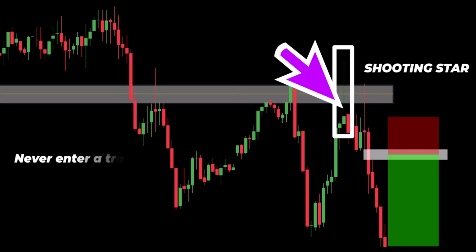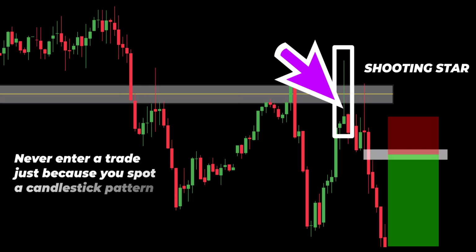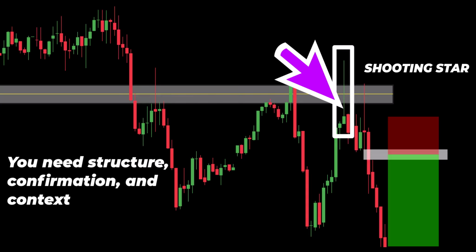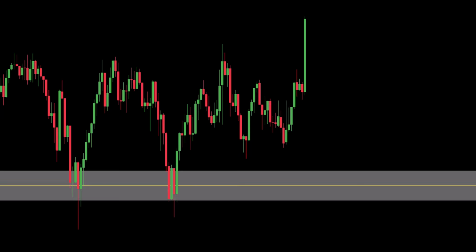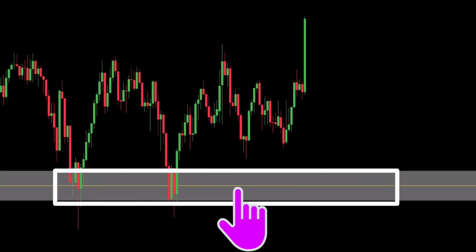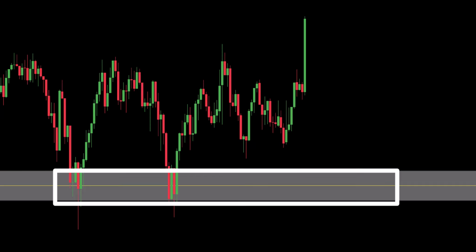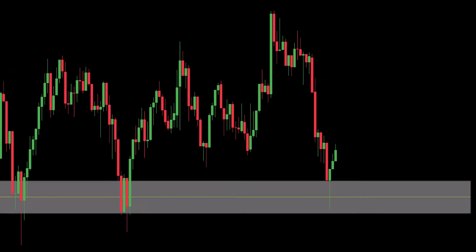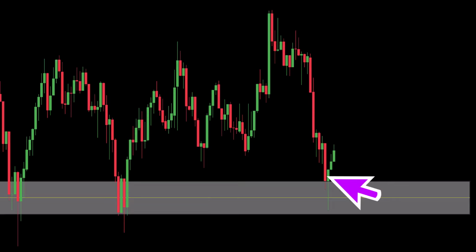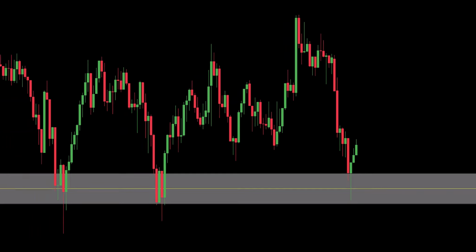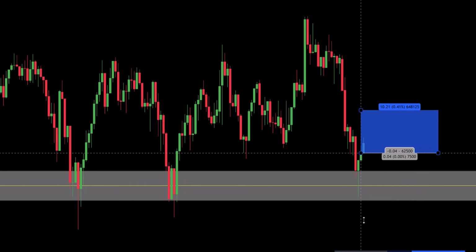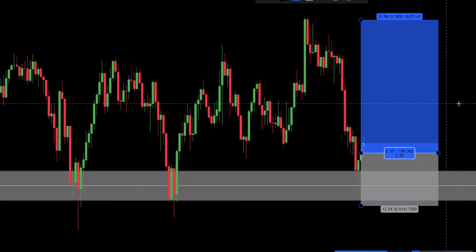Here's a reminder: never enter a trade just because you spot a candlestick pattern. You need structure, confirmation, and context. Otherwise, you're just guessing. For example, on this chart, we see a strong support zone where price has reacted multiple times. We also spot a higher high forming as price closes above the previous swing. This indicates potential bullish strength. So what do we do? We wait for a retracement back to that support zone, and only then do we look for a hammer candle to form. Once we've got it, we wait for the next green candle to confirm it. That's our signal to enter, with a stop below the wick and targets set at higher resistance levels.